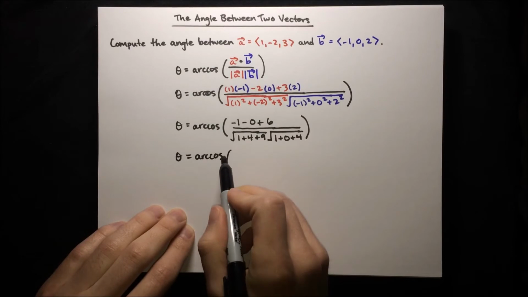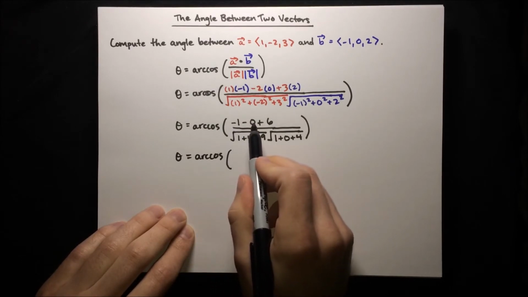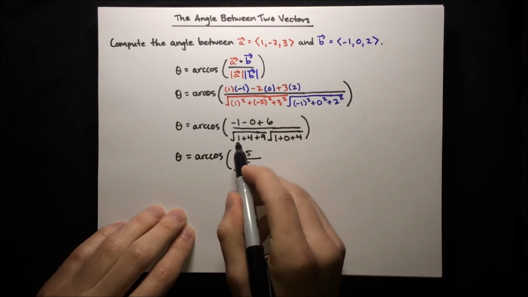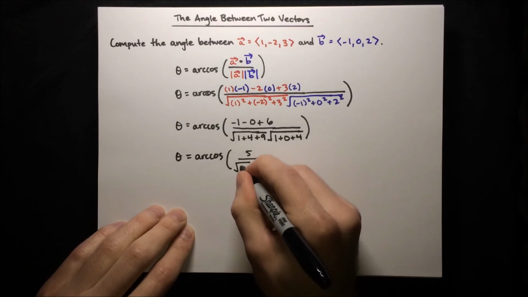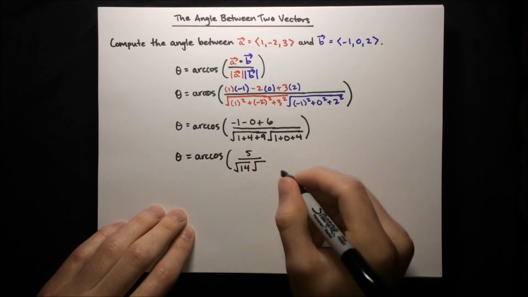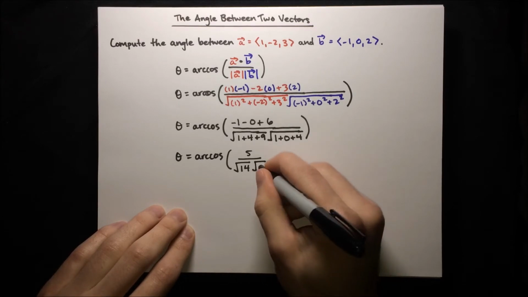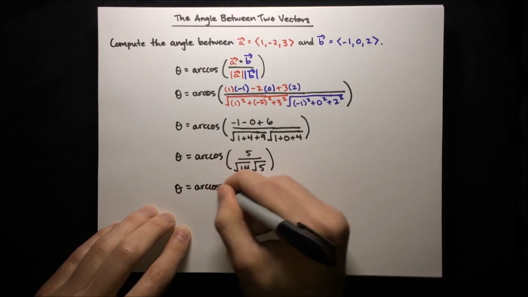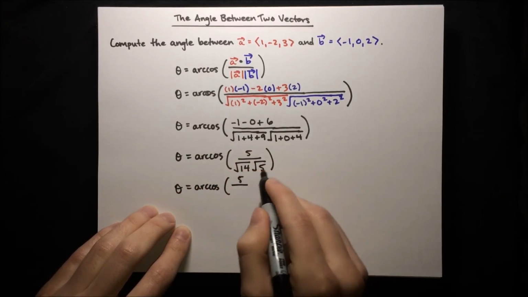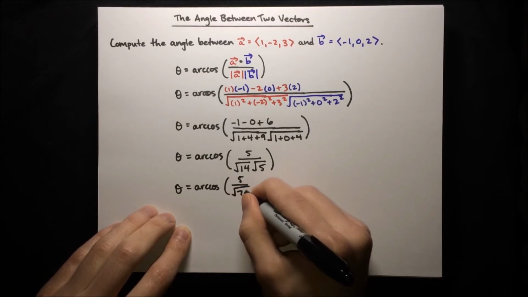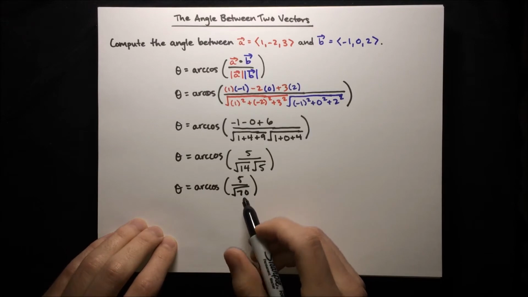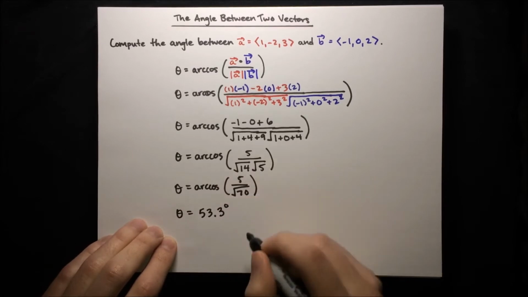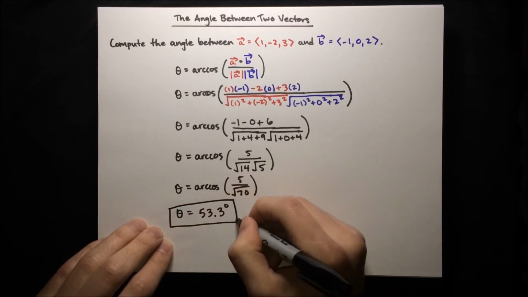That's the arc cosine of negative 1 minus 0, still negative 1, plus 6, so 5, over square root of 1 plus 4 is 5, plus 9 is 14, times the square root of 1 plus 4, well that's just 5. So theta equals arc cosine of 5 over, multiply these roots, and 14 times 5 is 70. And if you punch this in your calculator, then you're going to get out that theta equals 53.3 degrees. And there we have it. That's the angle between those two vectors.